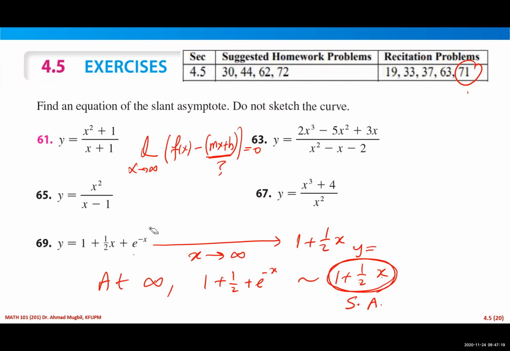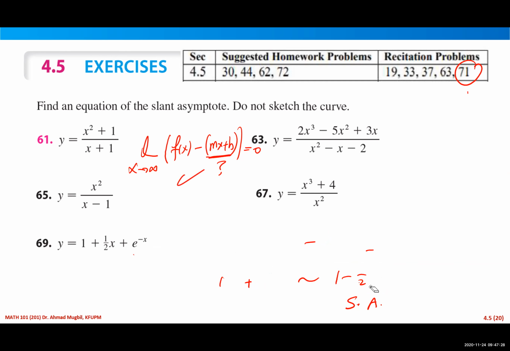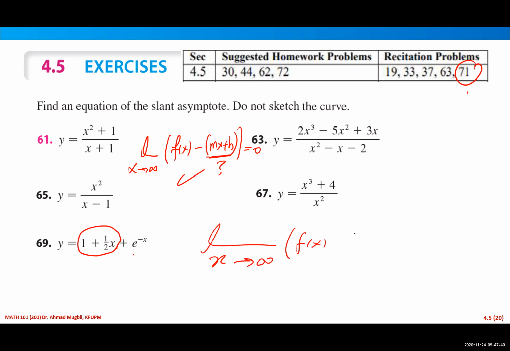To check that, we just know that this will be the slant asymptote. Now we need to make sure that it satisfies this. This is a candidate to be a slant asymptote. How to check? Just find the limit when x goes to infinity for the function 1 plus a half of x plus e to the power negative x.